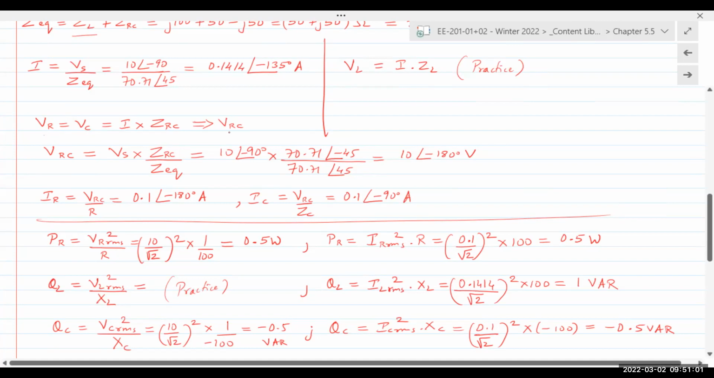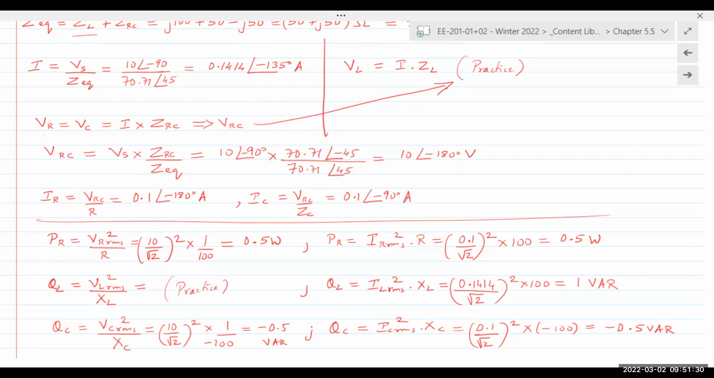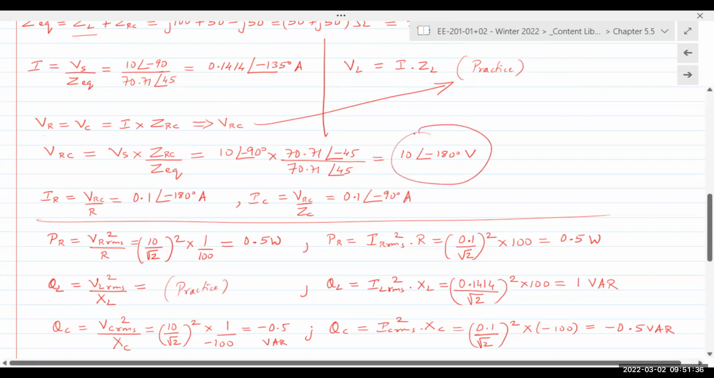The other way to find it is voltage division. So you apply VS times ZRC over ZEQ, and you get 10 with a phase angle of minus 180. If you applied Ohm's law, this I times ZRC, I will again refer to it for student practice. Again, it's a simple calculation. Simply take the value for I times the value for ZRC. You should get the same value. Any questions? Does the overall process make sense?